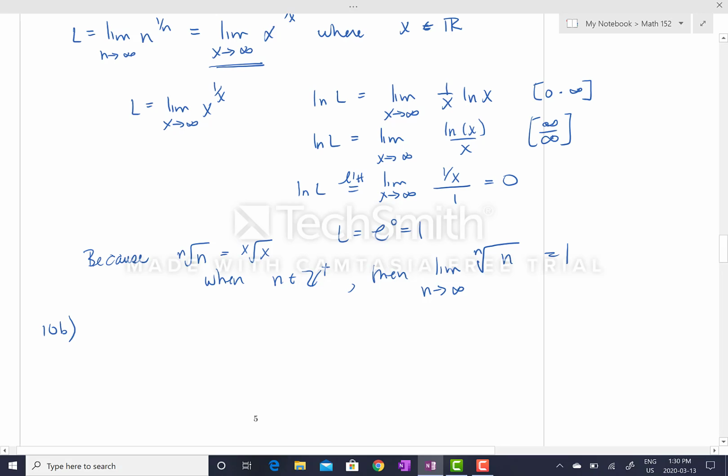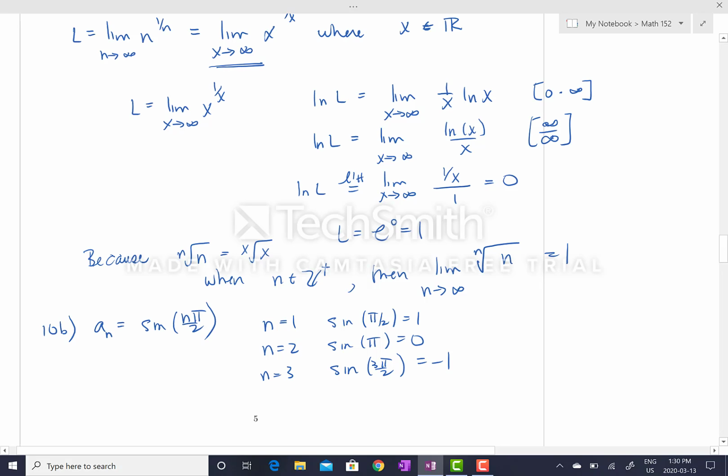Okay, let's look at the next example. We've got a_n equal to sine of n pi by 2. So we're wondering what's happening here, and let's just take a look at a few values. This actually should not be too hard to see. When n equals 1, we end up with sine of pi by 2, and that's 1. When n is equal to 2, we end up with sine of pi, and that is equal to 0. When n is equal to 3, sine 3 pi by 2, and that is minus 1. And then n is equal to 4, we have sine 2 pi, which is 0.